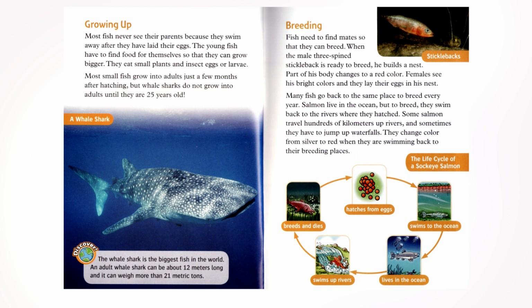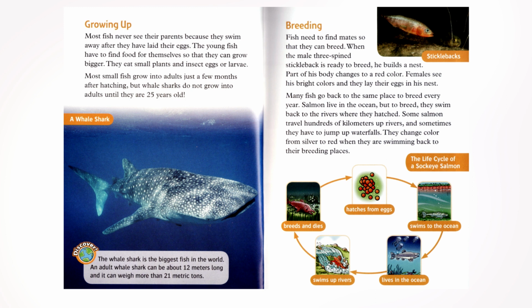Most small fish grow into adults just a few months after hatching, but whale sharks do not grow into adults until they are 25 years old. The whale shark is the biggest fish in the world. An adult whale shark can be about 12 meters long, and it can weigh more than 21 metric tons.